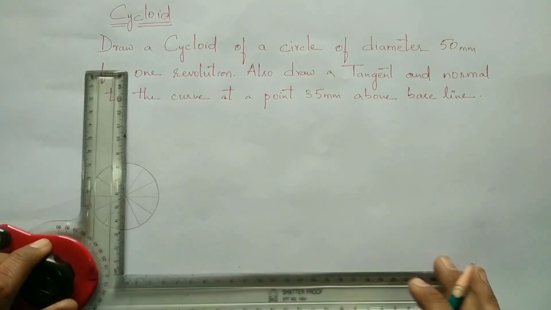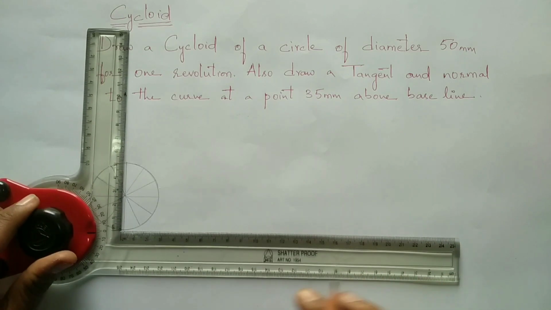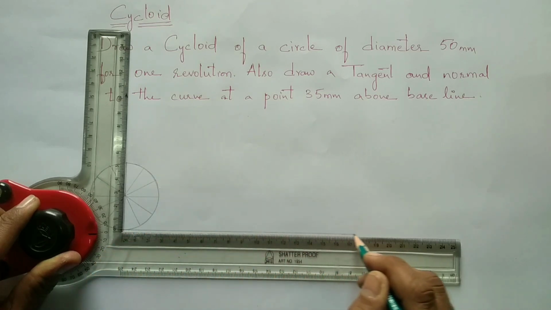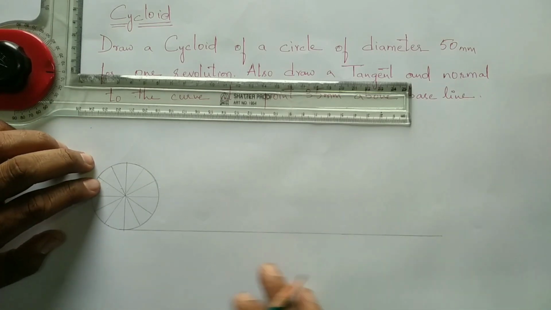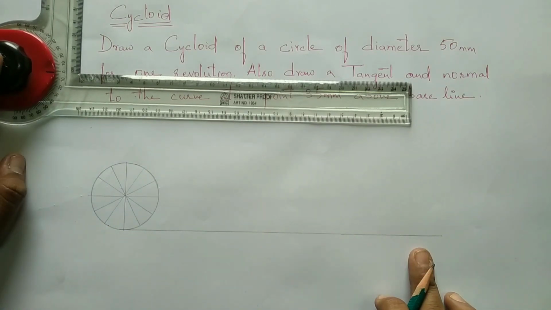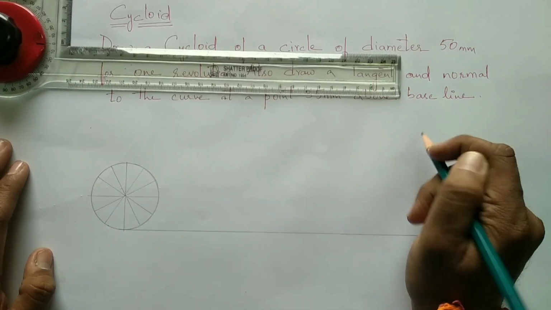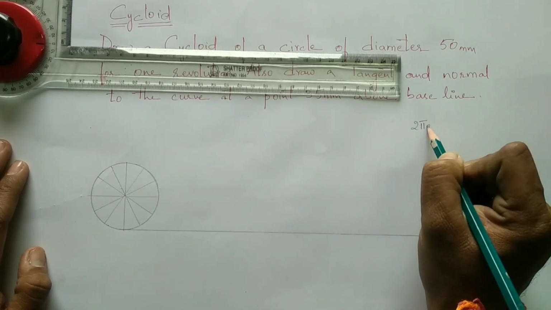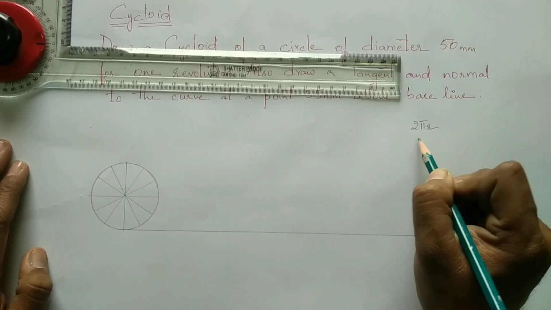At the base of the circle, draw the horizontal line. Initially I am drawing the line of some unknown length, but actually the length of the line is calculated based on the circumference of the circle. We know that the circumference of the circle is 2 pi r. So whatever the radius is given to us, based on that we go ahead with the calculation.